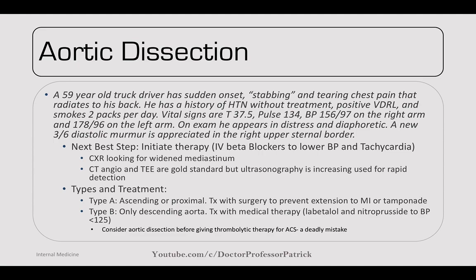And then type Bs are only the descending portion of the aneurysm, and you're going to treat these with medical therapy alone. So usually labetalol, nitroprusside to keep their BP less than 128. And you want to consider aortic dissection before giving thrombolytic medications for acute coronary syndrome. That can be a deadly mistake.